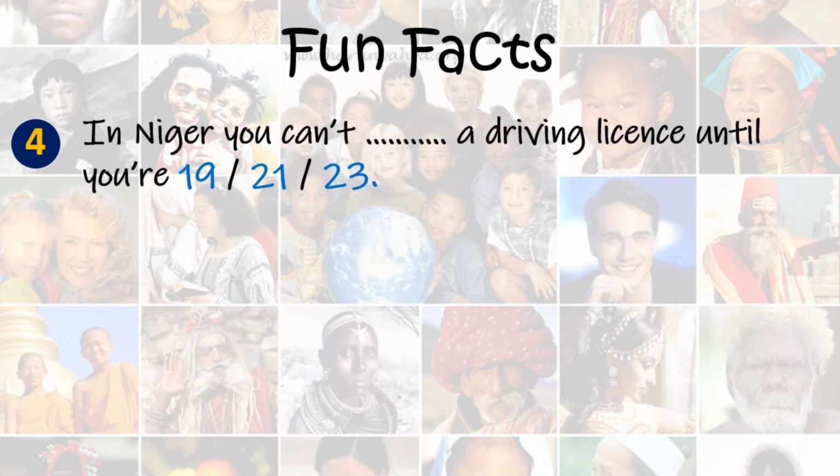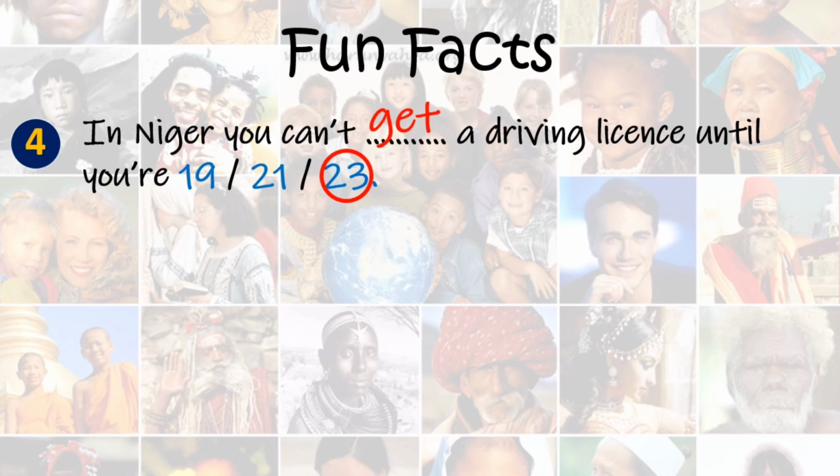Next, number 4. In Niger, you can't blah blah blah a driving license until you're 19, 21, 23. What's the answer? Correct. Get a driving license until you're, surprisingly, 23. Yeah, I think it's too old for us, right? Because we can do it at 17 and some of Western culture at 18.